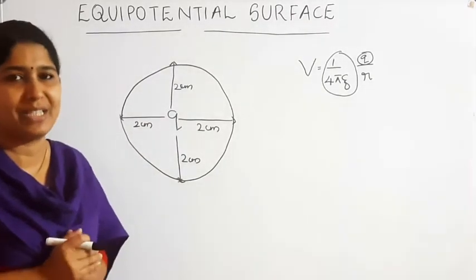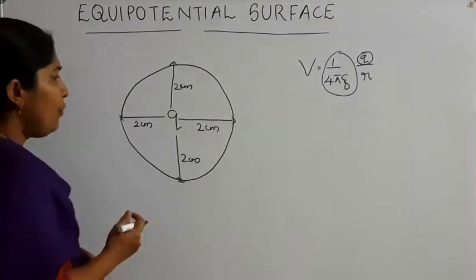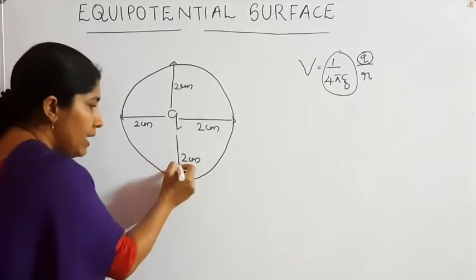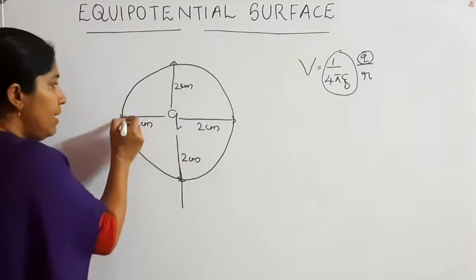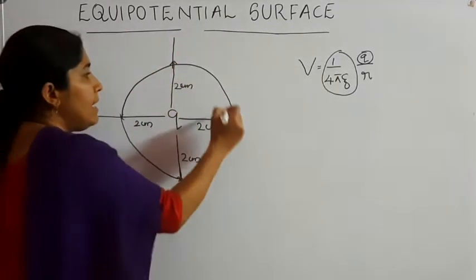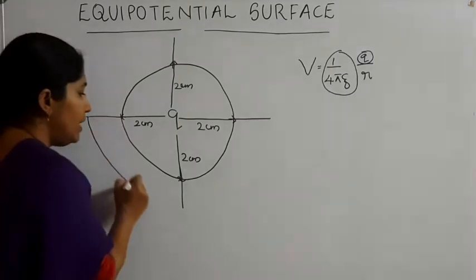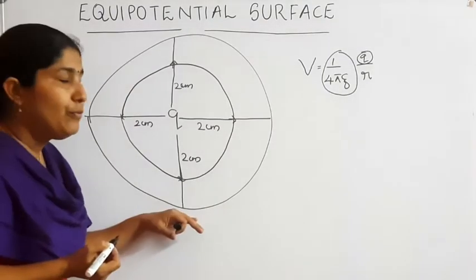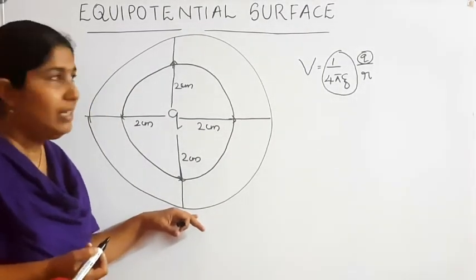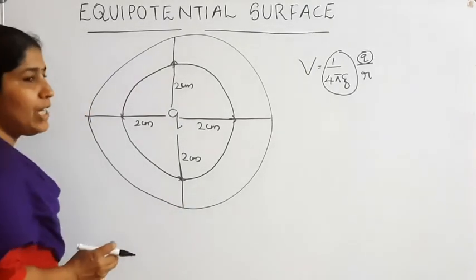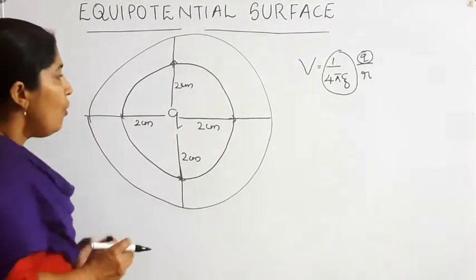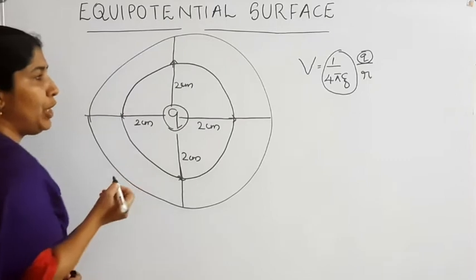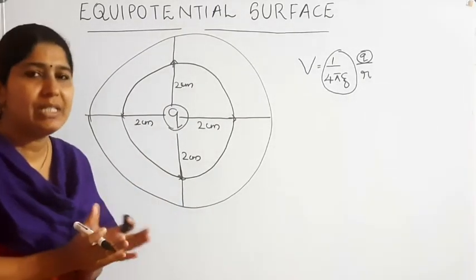Equal potential surface. Now we can draw another equipotential surface if we take another distance. If the distance from the charge is 3 centimeter, then connecting the 3 centimeter distance, we can draw another equipotential surface. This surface also has the same potential everywhere, so we can call it an equipotential surface. From this we can say that a point charge corresponds to a spherical equipotential surface.